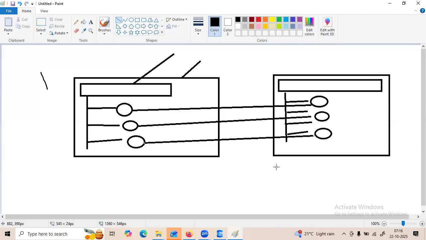Clustering is nothing but joining computers together. Clustering means joining two or more nodes together in one place. That is the terminology of clustering.